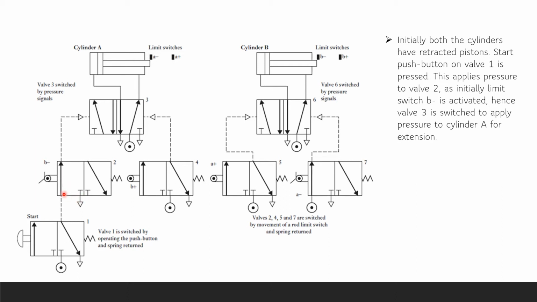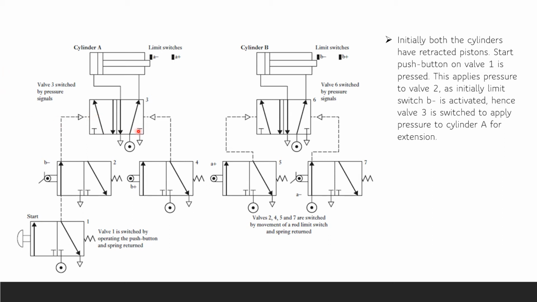Here we can see that the valve 2 is operated by the limit switch B minus, which means that the cylinder will be in the retracted position, that is the B minus position. We know that both the cylinders are initially in the retracted position, hence this will be operating the valve 2. The retracted position of the cylinder B will be operating the valve 2, and thus the pressurized fluid from the valve 1 will flow through the valve 2 and pressurizes the valve 3.